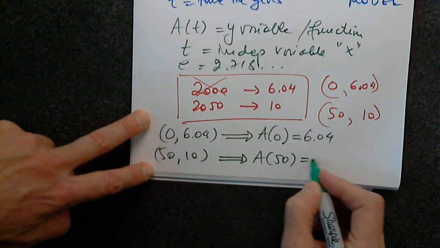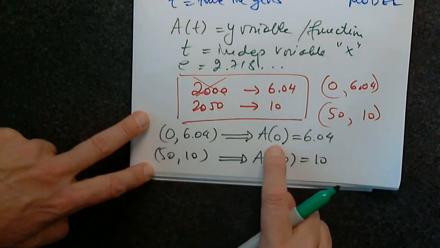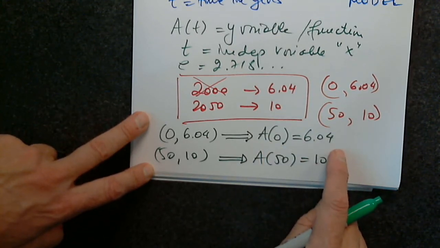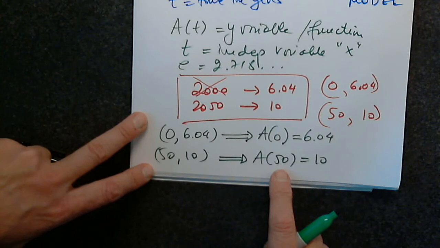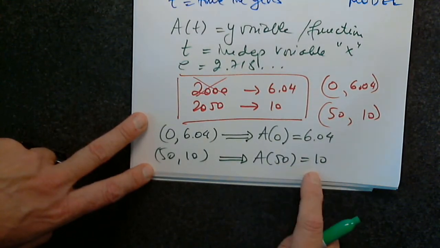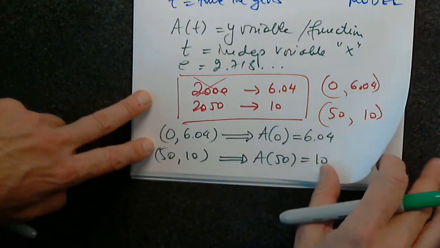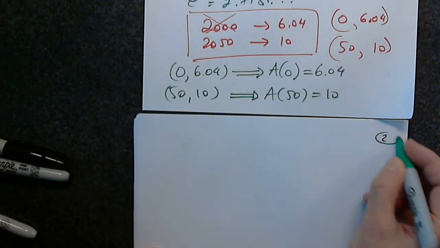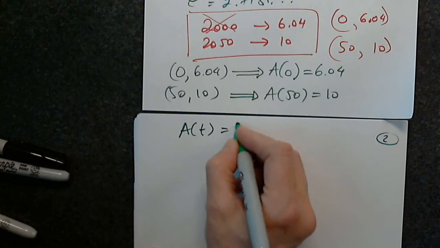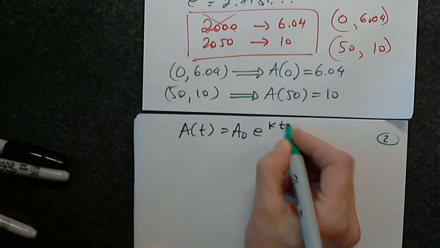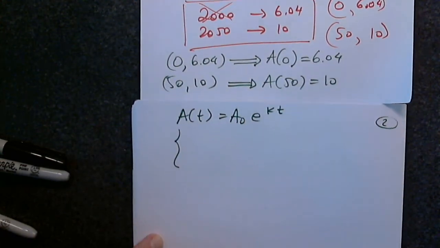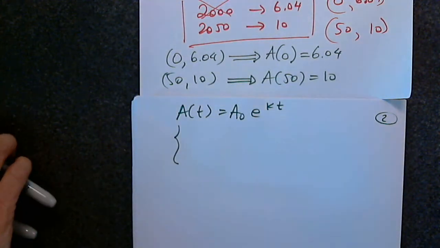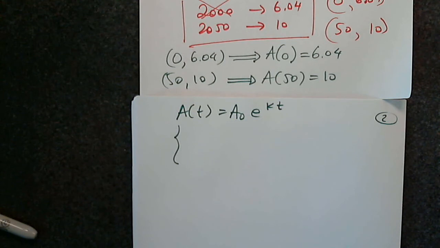Exactly. In other words, when t is replaced by 0, the entire function equals 6.04. When t is replaced by 50, the entire function is 10. Okay, so let's write these two equations. Let me write the equation one more time here. And now give me two different equations, one for the first point and one for the second point. What will you say?